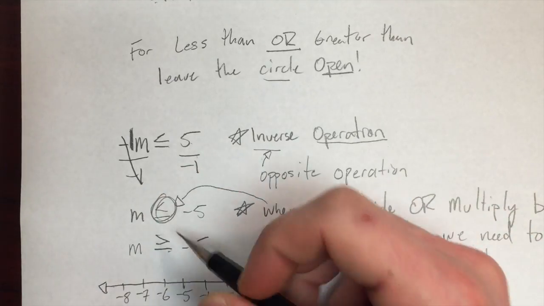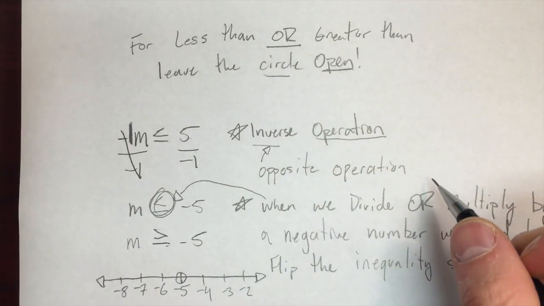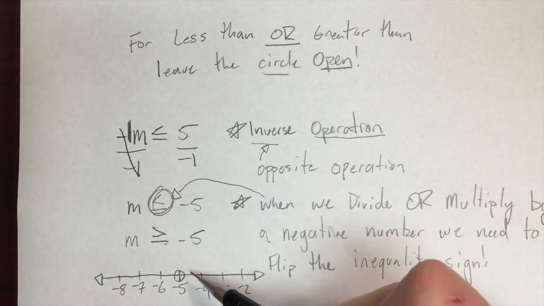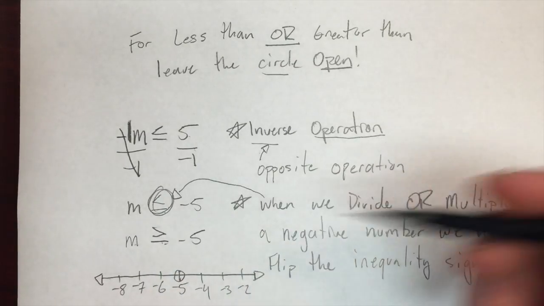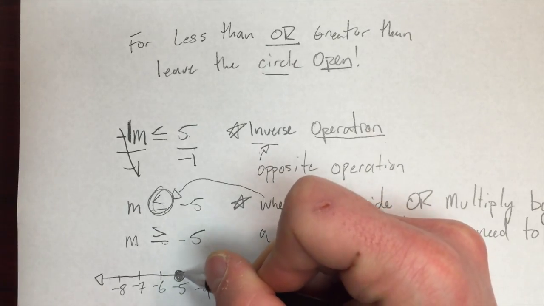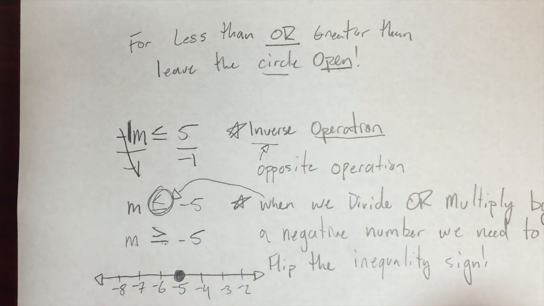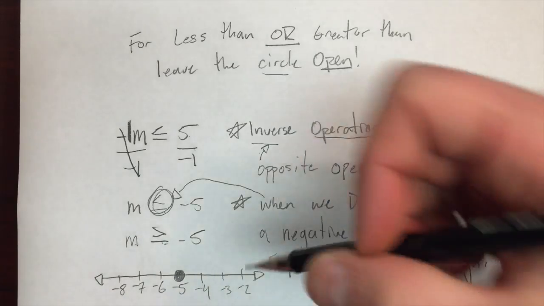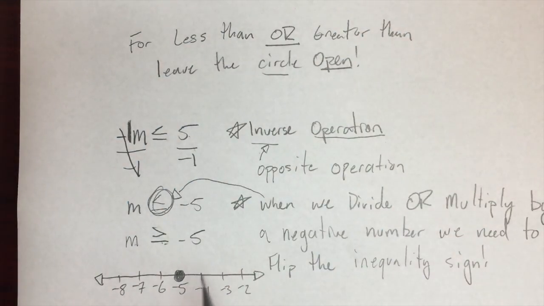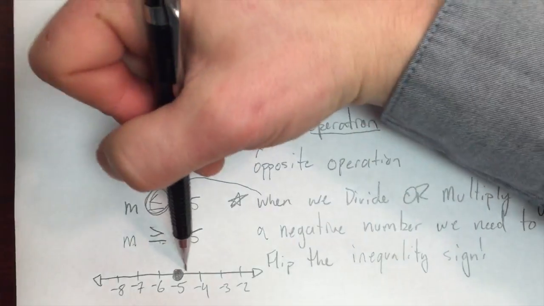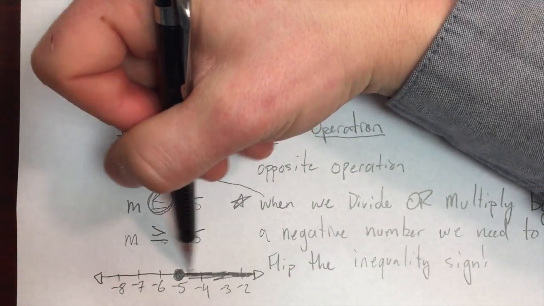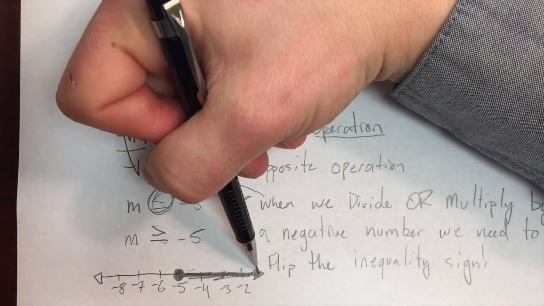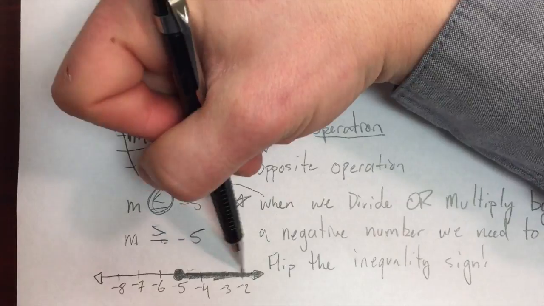I'm going to circle negative 5, and it could be negative 5 because it's equal to negative 5, so m could equal negative 5. Since m could equal negative 5, I'm going to shade the circle in, and I'm going in the greater than direction. Greater than is the positive direction. Negative 4 is greater than negative 5, so I'm going to shade everything to the right. Try to be as neat as you can, but it's not going to be perfect.